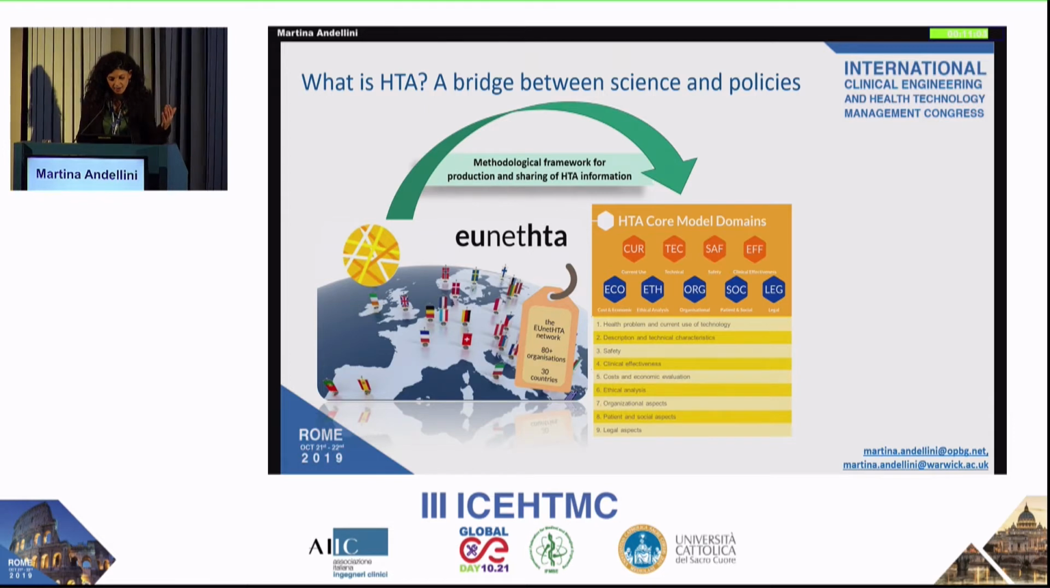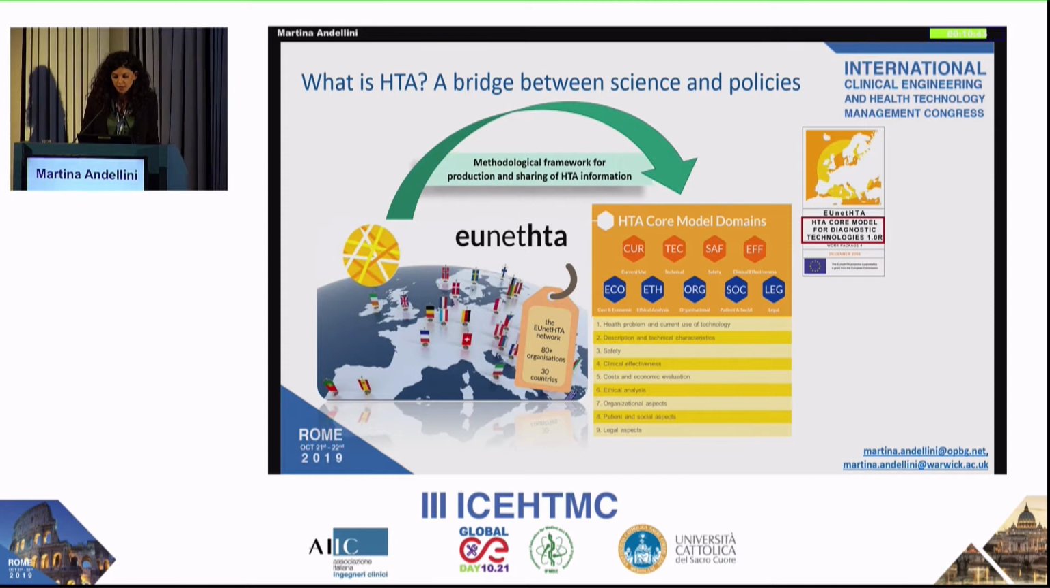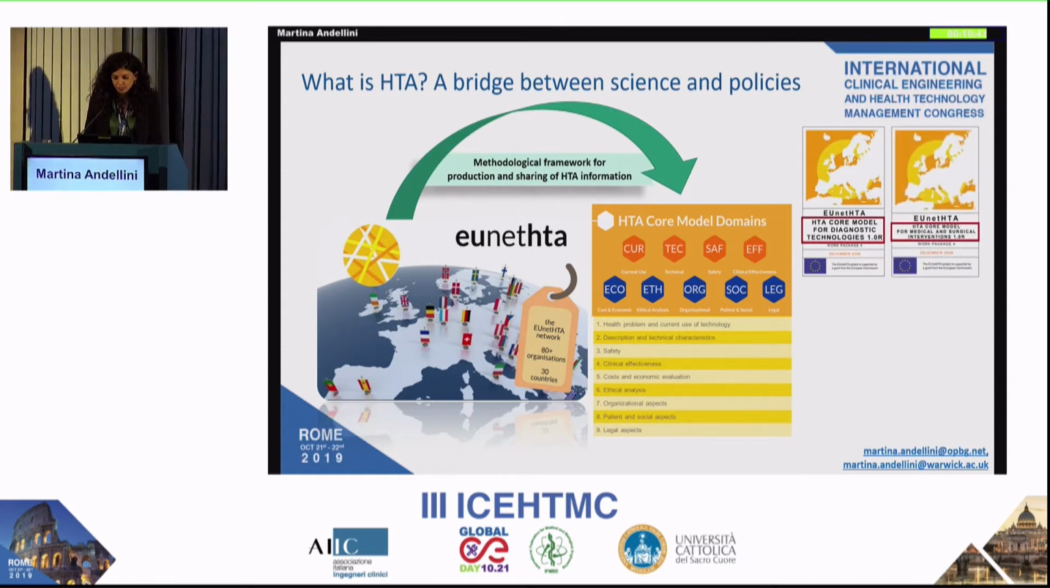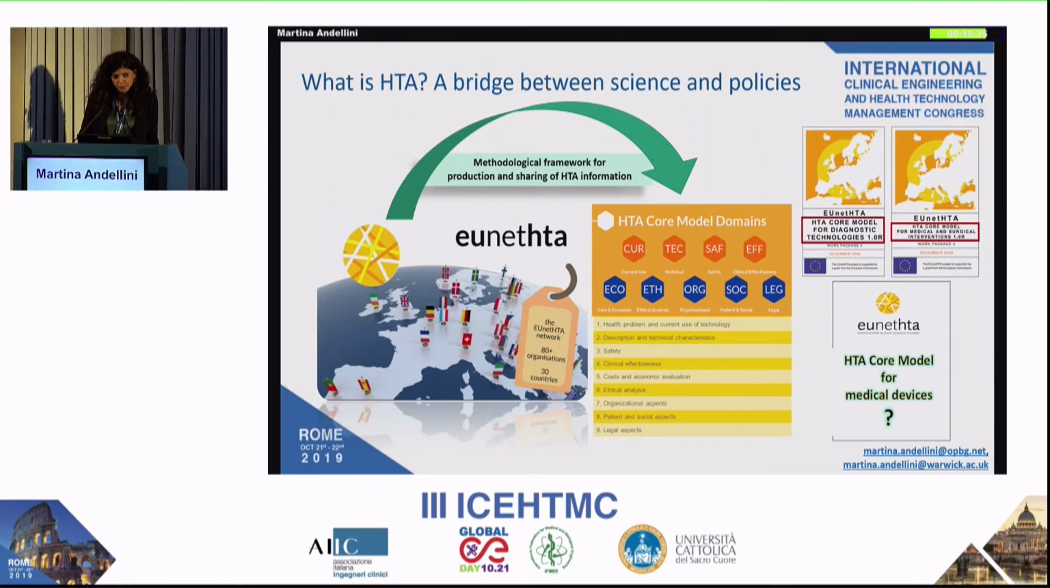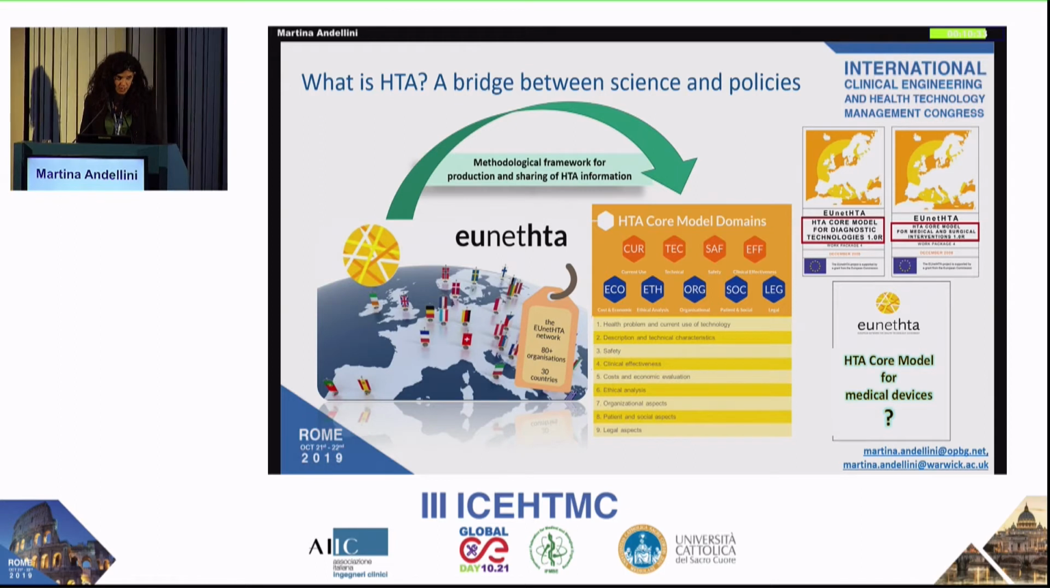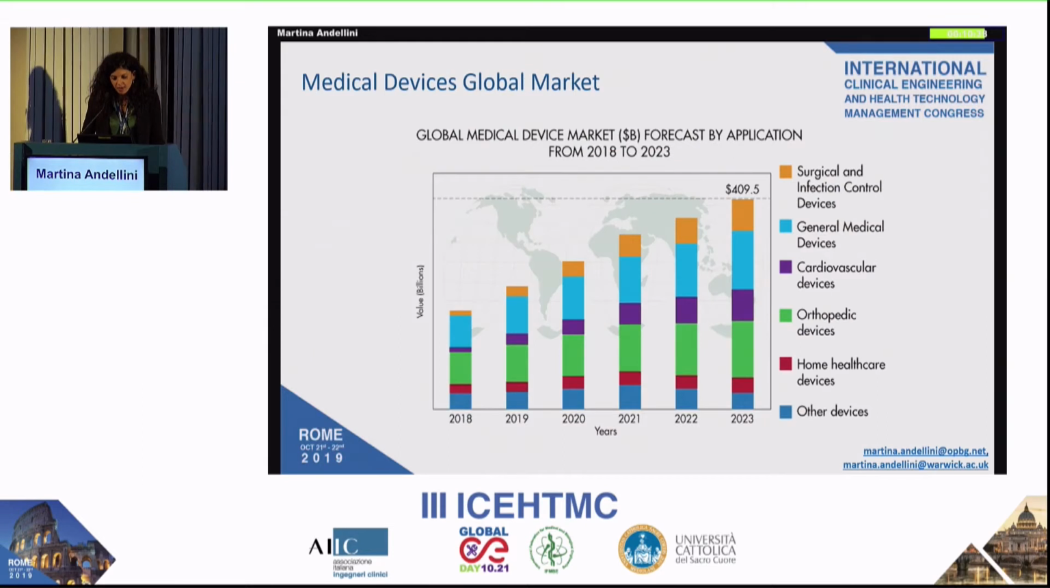And these domains are health problem and current use of technology, description of technical characteristics of technologies, safety, clinical effectiveness, cost and economic evaluation, and ethical, organizational, social and legal aspects. However, even if they produced a model for diagnostic technologies and for surgical interventions, the model for the medical devices evaluation is currently lacking or is still ongoing.